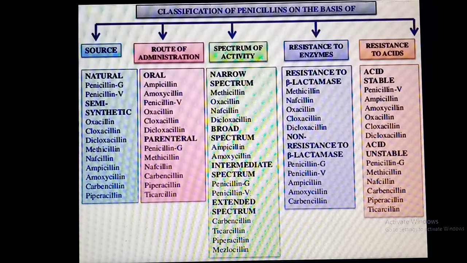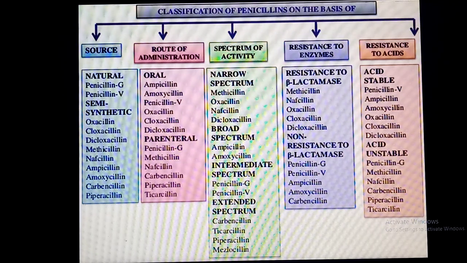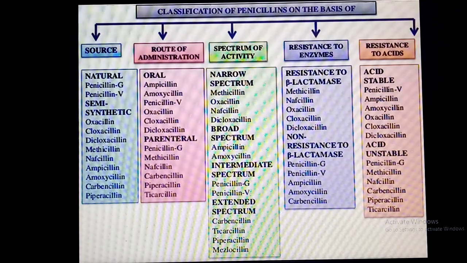As we discussed in routes of administration, it should be noted that penicillin V is available in oral form, while penicillin G can be administered parenterally, meaning in the form of injections. So there are two groups of penicillin, V and G. V is available in oral form and G in parenteral form. Penicillin G and V also come under the category of intermediate spectrum, meaning their activity lies between narrow and broad spectrum antibiotics. While in extended spectrum, there are carbenicillin, ticarcillin, piperacillin, and mezlocillin.